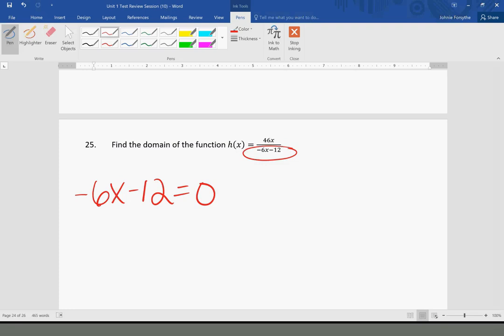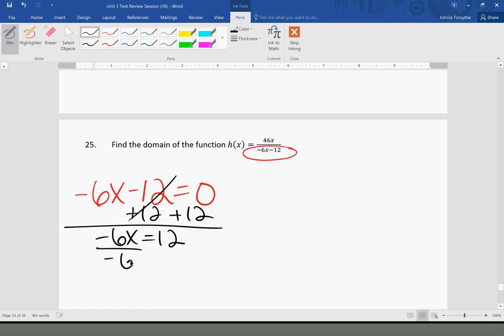So if we make this equal to 0, what would x have to be to make negative 6x minus 12 equal 0? Let's solve it. We would add 12. So we'd have negative 6x equals 12, divided by negative 6. So x equals 12 divided by negative 6, which is negative 2.